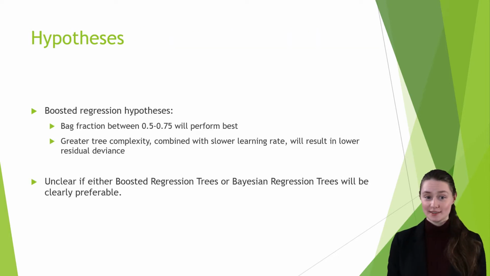So as for hypotheses, the research they've done so far indicates that for boosted regression trees, a bag fraction of between 0.5 and 0.75 will perform best, and that the greater the tree complexity combined with the slower learning rate will result in better models and lower residual deviance. Currently it's unclear if either boosted regression trees or Bayesian regression trees will be preferable for ecological data, or if one would be preferable at all.